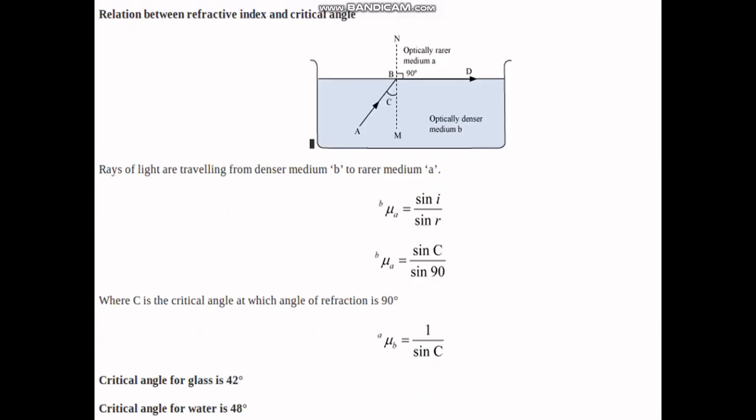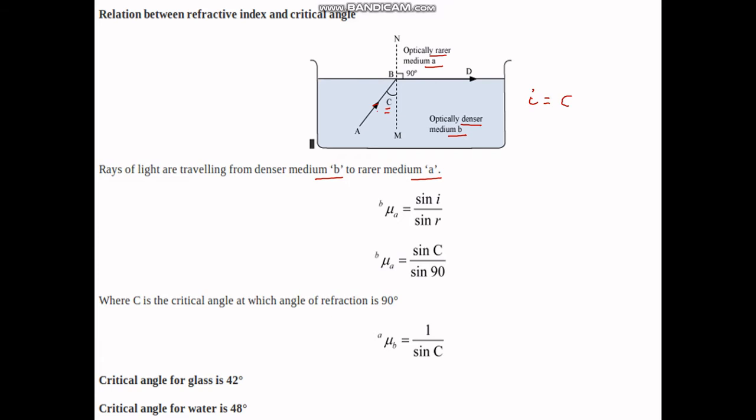Now let's see what is the relation between refractive index and critical angle. Over here we have taken a situation, let's say this is medium B which is optically denser and this is medium A which is optically rarer. Now light is incident in this medium at an angle C and R is 90 degrees. That means the critical angle or angle of incidence is denoted over here as C. Now light is traveling from denser medium B to medium A.